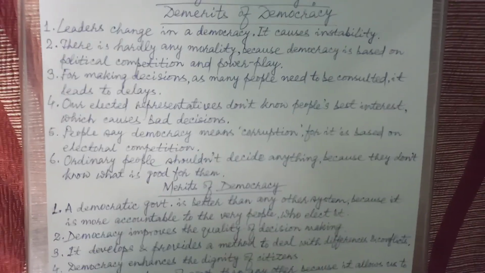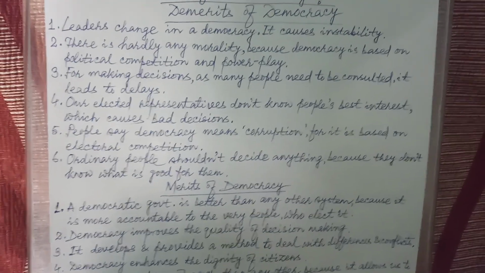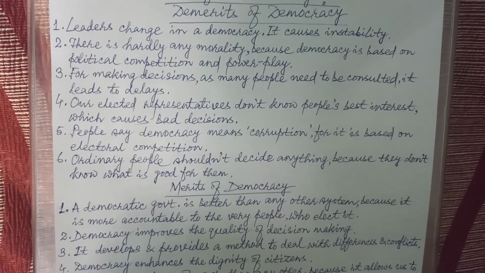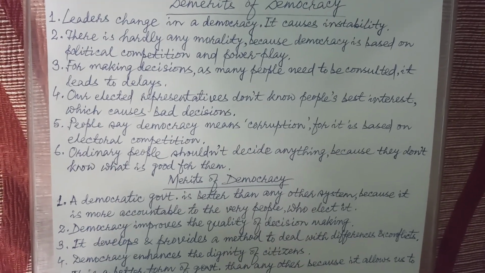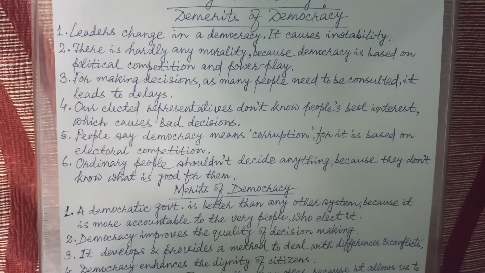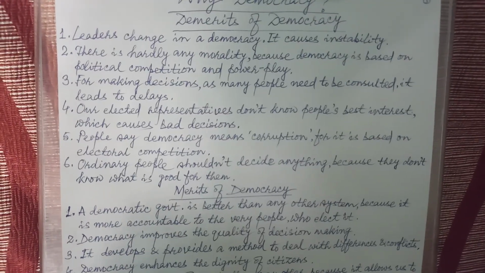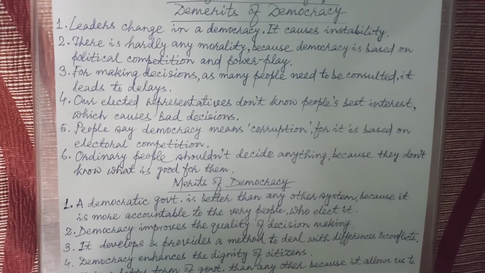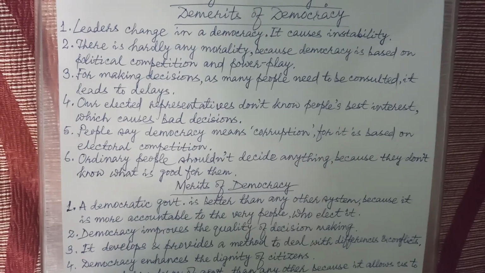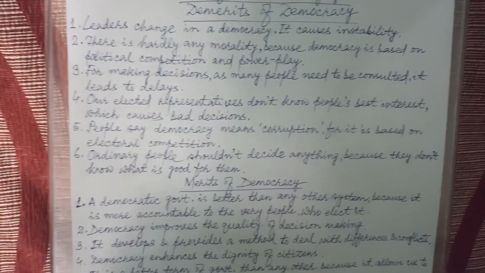Sixth, ordinary people should not decide anything. Do we directly take part in decision making? It is not possible, of course. We don't. Hence, we should not decide anything for ourselves because these people don't know what is good for them. The government believes that. The elected representatives think that they don't know what is good for them. Only the representatives can understand what is good for the people of a country, and hence we people, ordinary citizens of this country should not decide anything. This is yet another demerit.